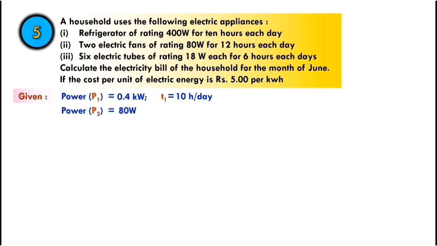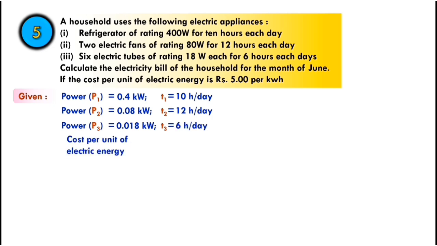Now P2 equal to 80 watt. So after converting it, we will get 0.08 kilowatt. And the time 2 is 12 hours each day. Okay, and the power 3 is given 8 watt. So convert it into kilowatt, we will get 0.008 kilowatt. And time 3 equal to 6 hour per day. And also cost per unit of electric energy is given rupees 5. So we have to find electricity bill of household.